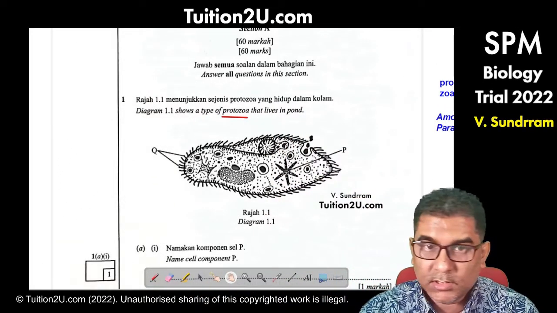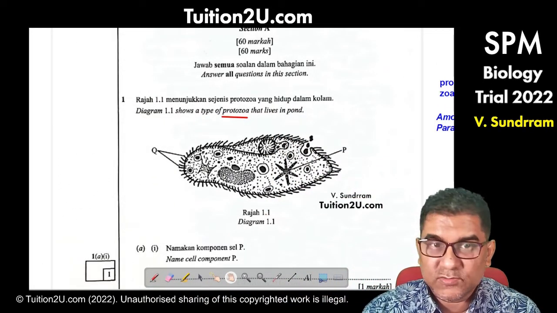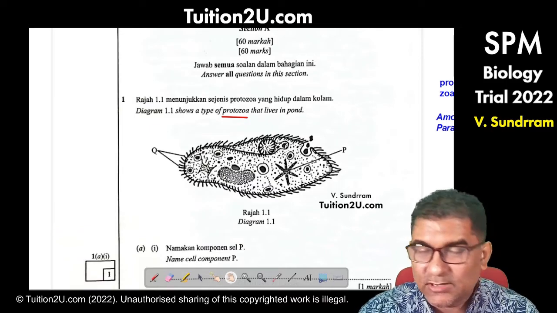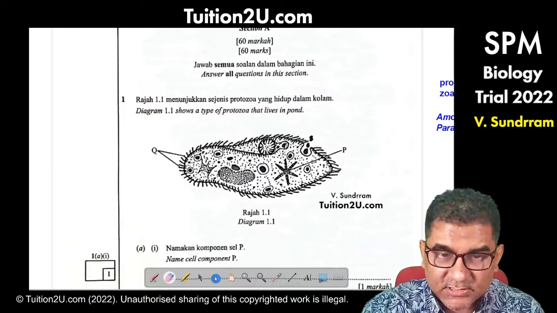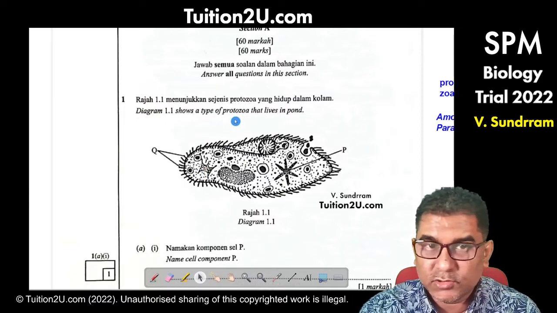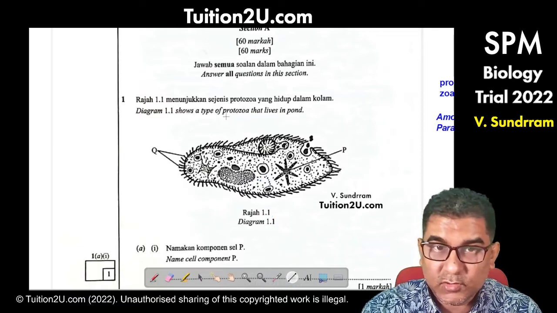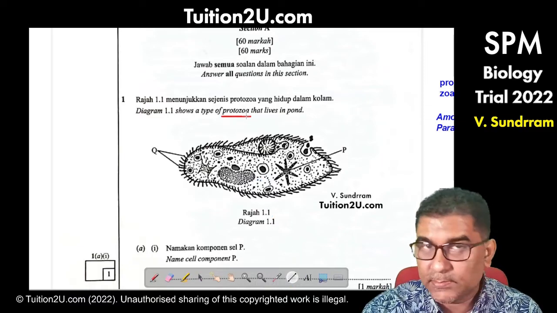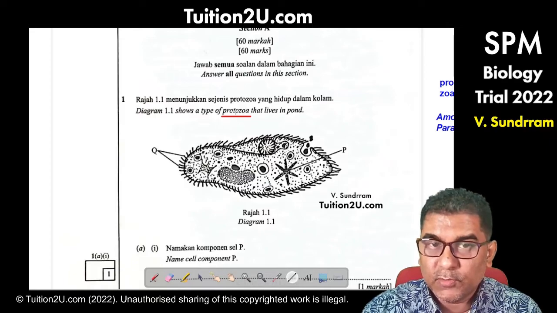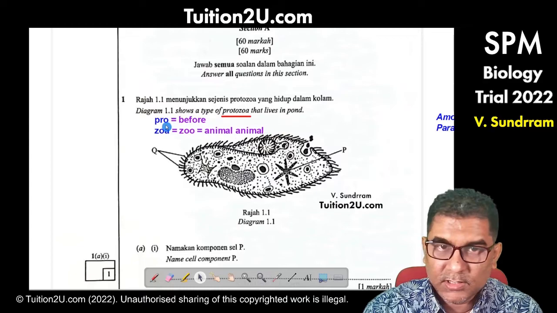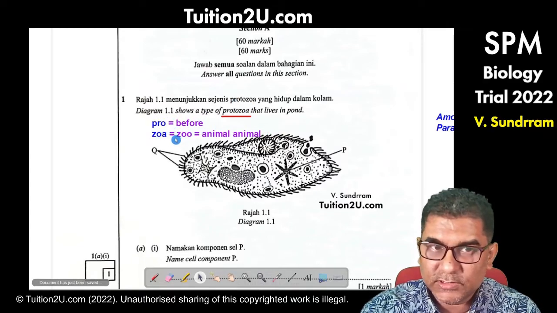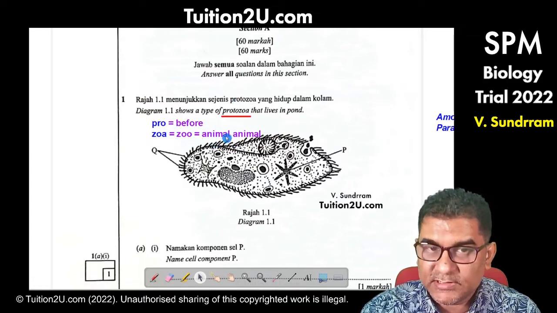Okay, so immediately we can recognize this question is something to do with unicellular organisms. The question mentions that diagram 1.1 shows a type of protozoa that lives in a pond. In case you don't know, the name protozoa has meaning. The word pro means before, the word zoa means animal.